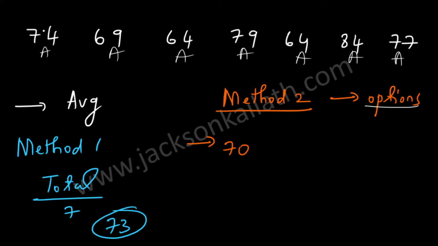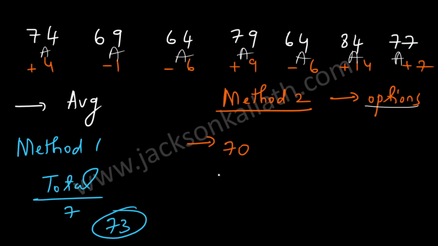Now over here you can see that I have 74, so it's plus 4. Similarly, in the case of 69, it's 1 less than 70, so it's minus 1. In the case of 64, it is minus 6, because 64 is 6 less than 70. And in the case of 79, it's plus 9, because 79 is 9 more than 70. In the case of 64, it's minus 6 again. In the case of 84, it's plus 14, and in the case of 77, it is plus 7.